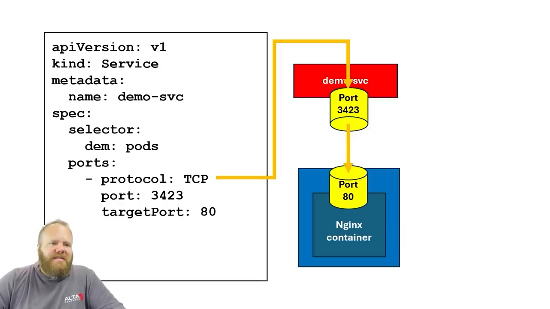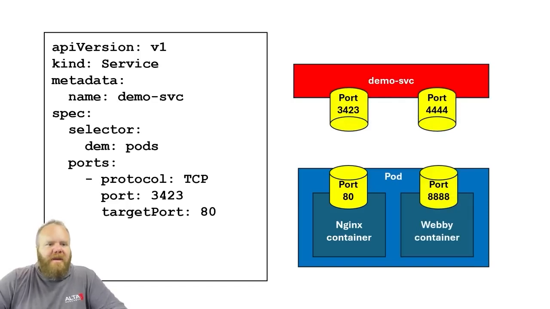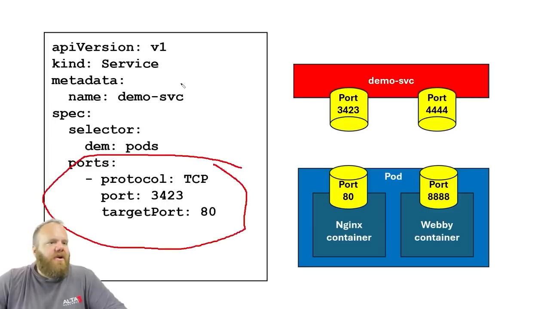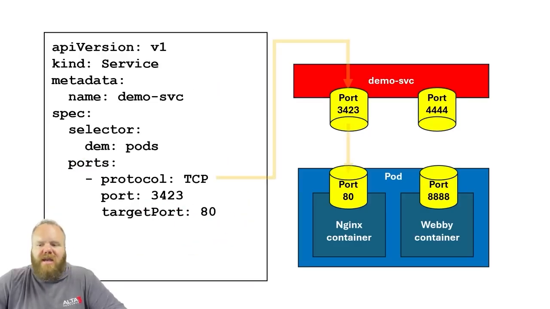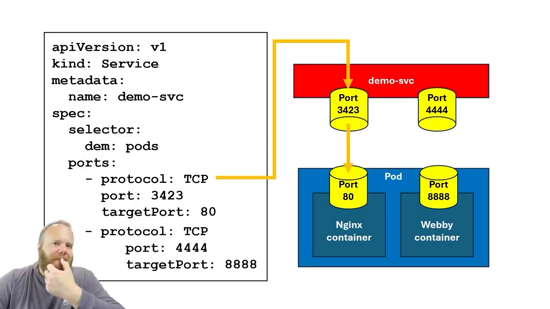Now, the reason why that exists is let's expand this a little bit. It is possible for pods to have more than one container inside of them. And if a service is going to redirect traffic to that pod, how am I supposed to access the specific container that I want? Well, the same rule still applies. If you go to this service and access it through that port, it is going to take you to port 80, which will connect you to the Nginx container.